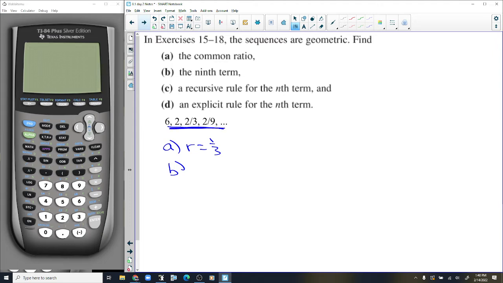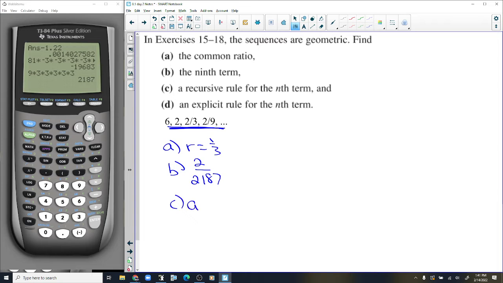The 9th term, let's see, I got 1, 2, 3, I got 4. So if I just take 9 times 3, that's the 5th, 6th, 7th, 8th, 9th. So 2 over 2,187 is the 9th term. Is that what they wanted? Yeah, the 9th.